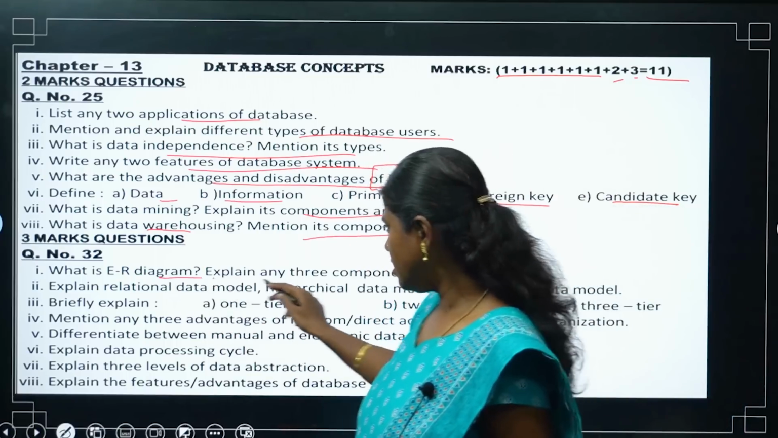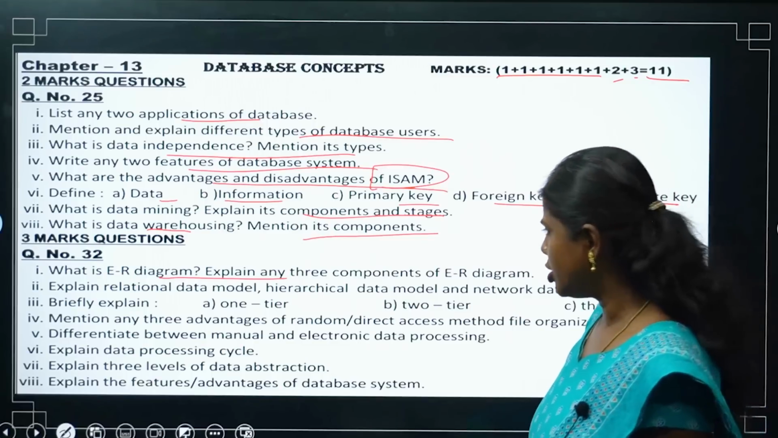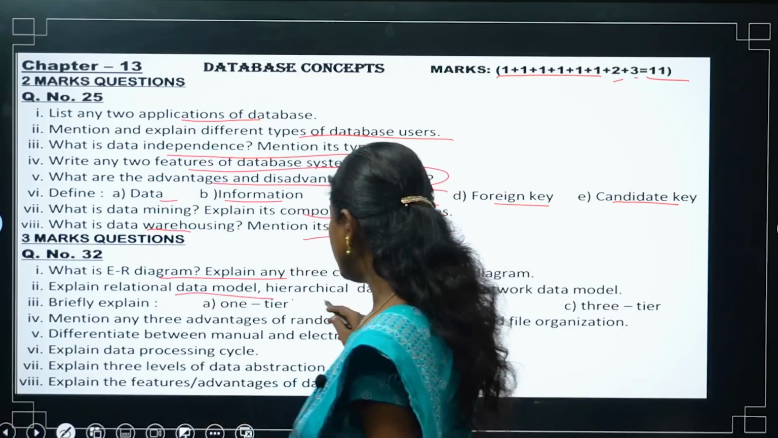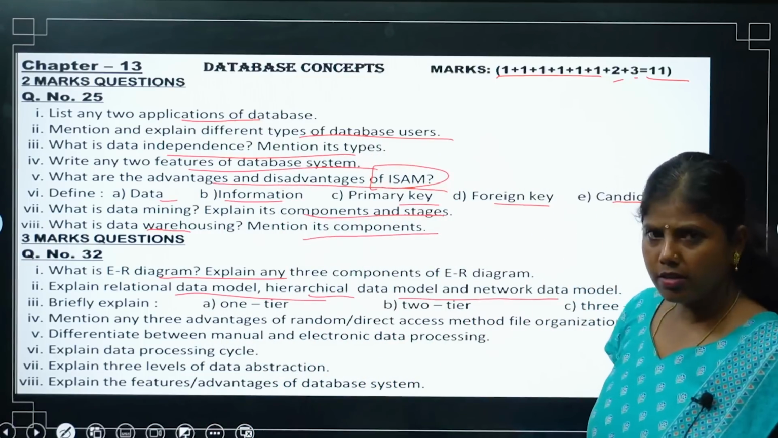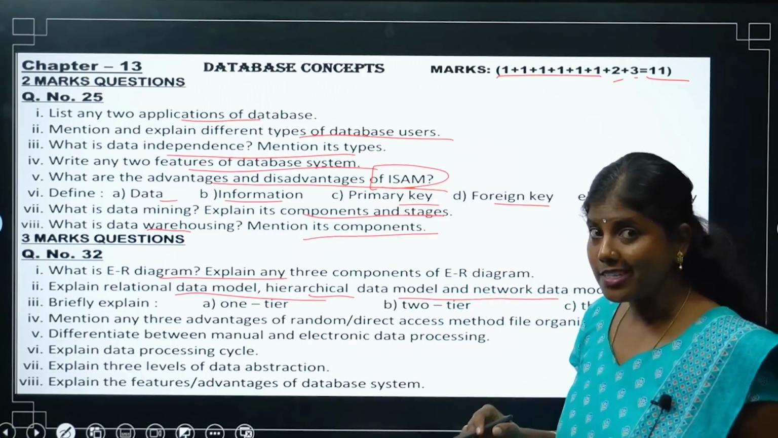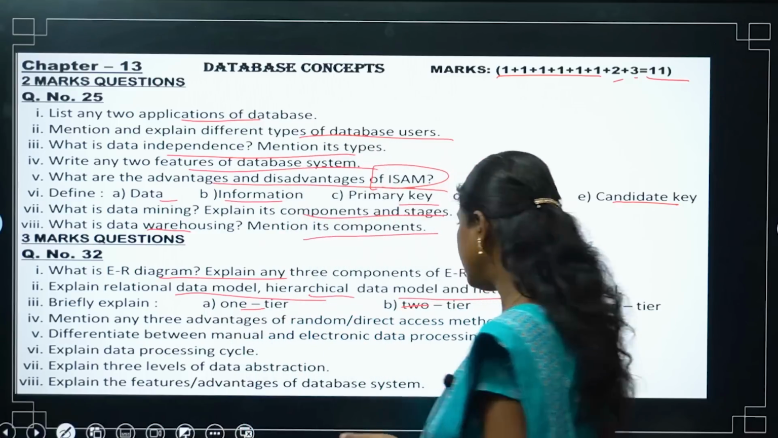So we have, what is ER diagram? Components of ER diagram, it can be with respect to entity, relationship, or attribute, anything you can write here. Relational model, hierarchical data model, tree-like structure, network model, graph-like structure, relational data model in terms of tables without pointers. That is the point. Explain 1-tier, 2-tier, and 3-tier architecture.